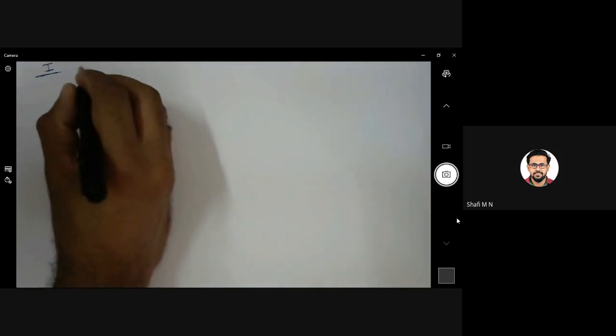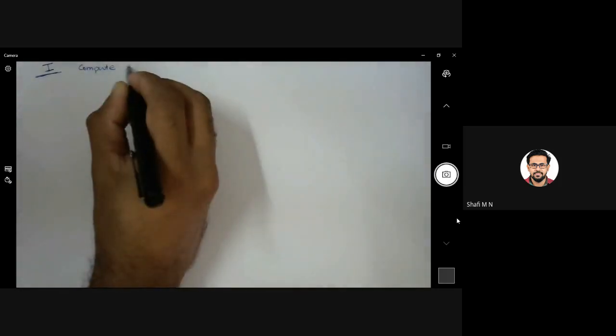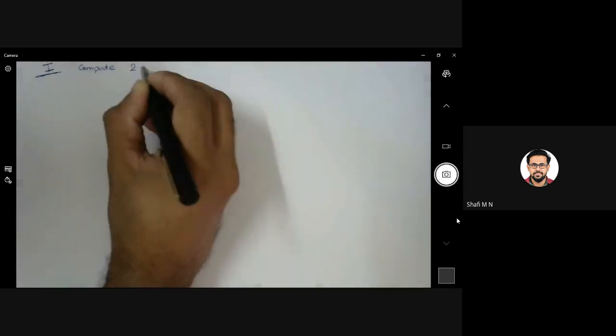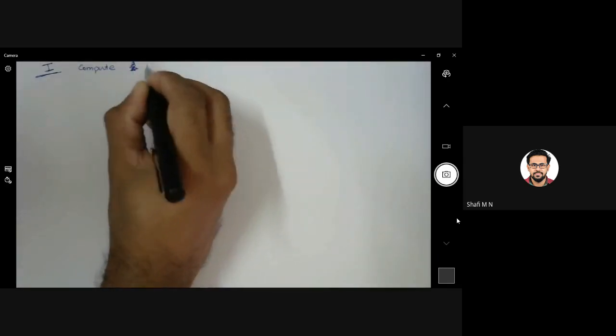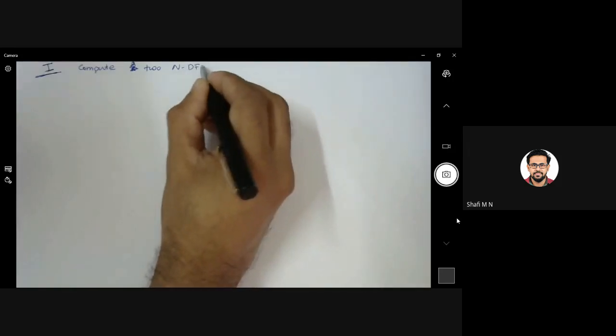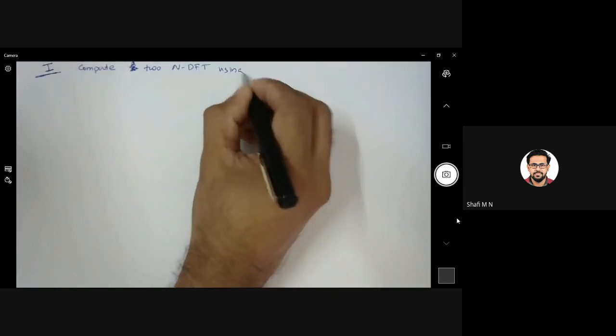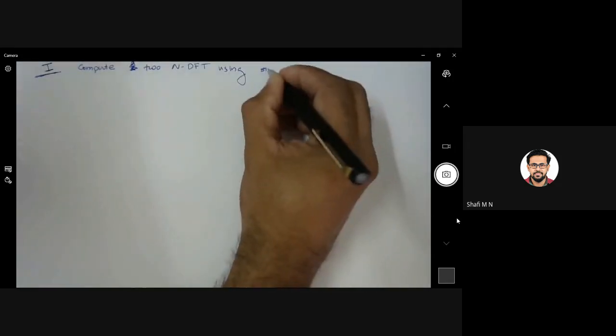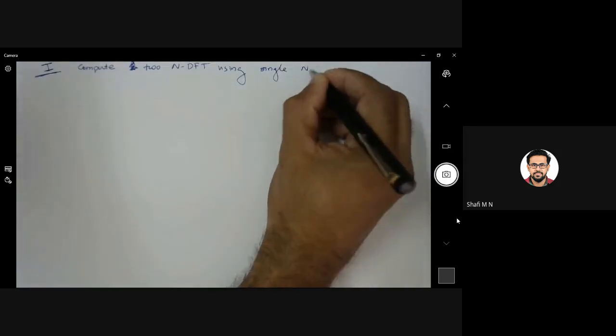You have to compute two. It's better to write TWA2. Okay, two N-point DFTs using a single N-point DFT. That's your heading.